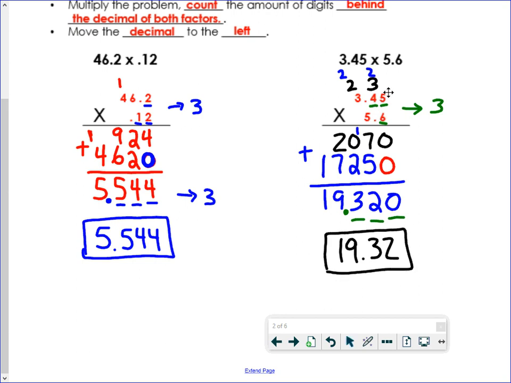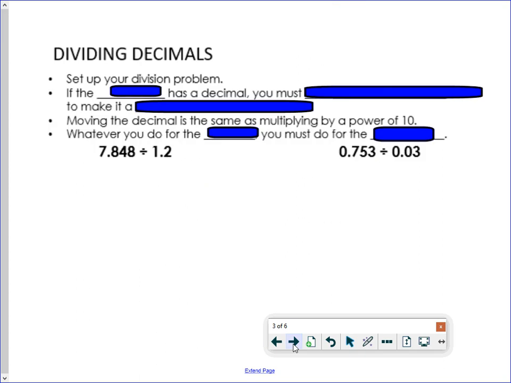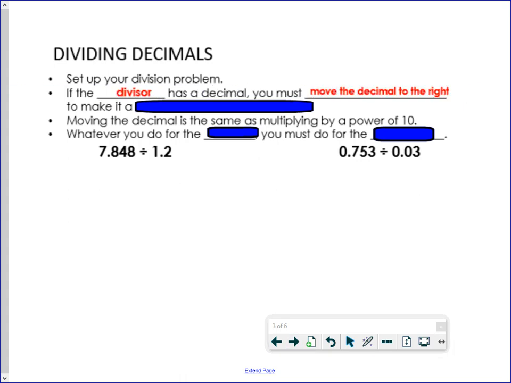All right, so that's multiplying decimals. Let's go ahead and look at dividing decimals. So obviously the first part is to set up your division problem. If the divisor has a decimal, you must move the decimal to the right to make it a whole number divisor. And I'll show you what that looks like here in a second. Moving the decimal is the same as multiplying by a power of 10. Whatever you do for the divisor, you must do for the dividend. Okay, so it balances each other out.